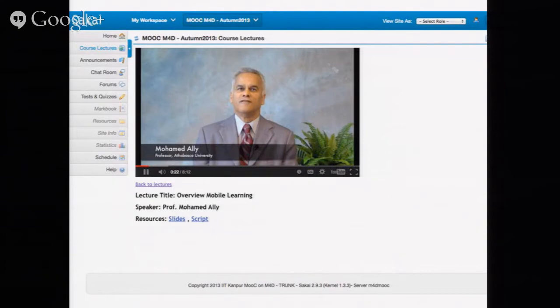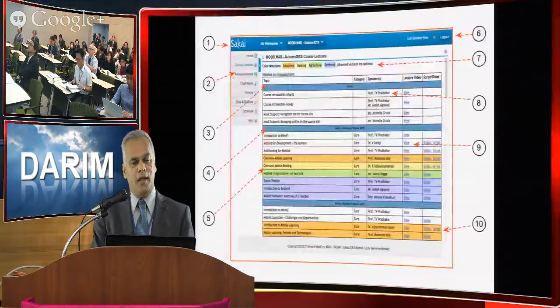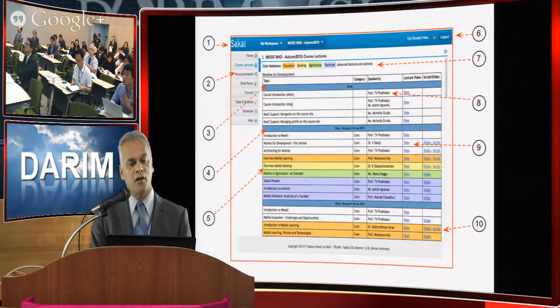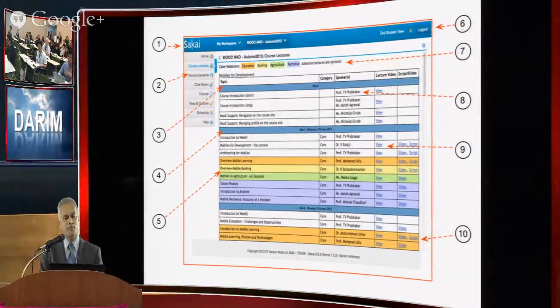And if you look at the resources, we had slides, and we actually had a script, which is the text of the slides and of the videos. So students in countries who did not have smartphones can actually just download the text and read the text. So you have to design for the least common denominator, very important. And this is just a list of all of the courses that were offered in the MOOC.